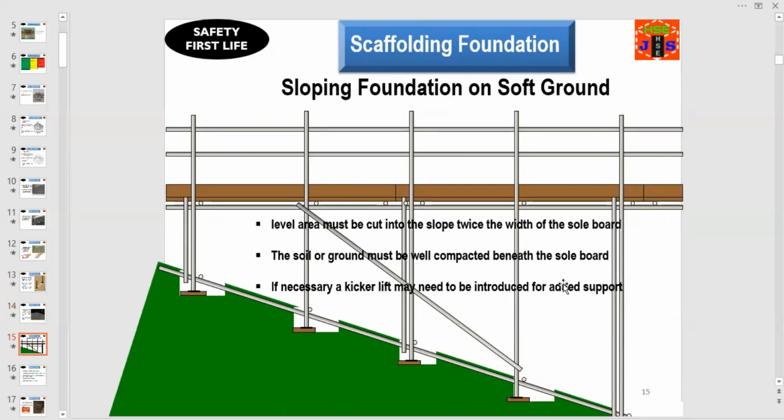In the case of sloping foundation on soft ground, level area must be cut into the slope twice the width of the sole board. The soil or ground must be well compacted beneath the sole board. If necessary, a kicker lift may need to be introduced for added support. This is an example of sloping foundation on a soft ground.